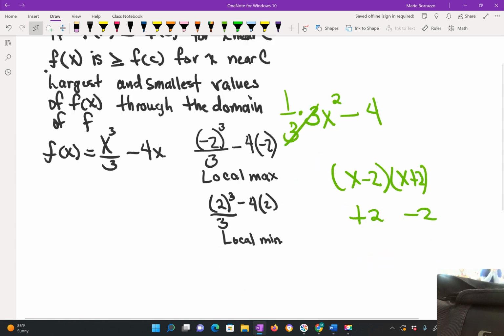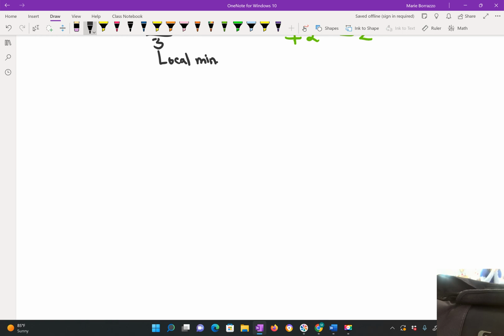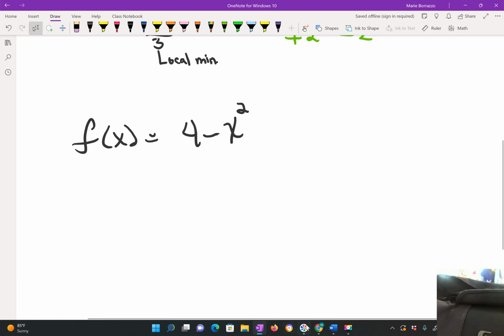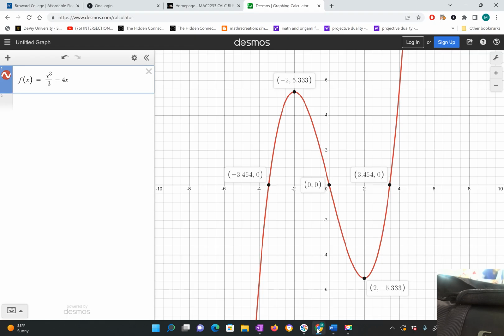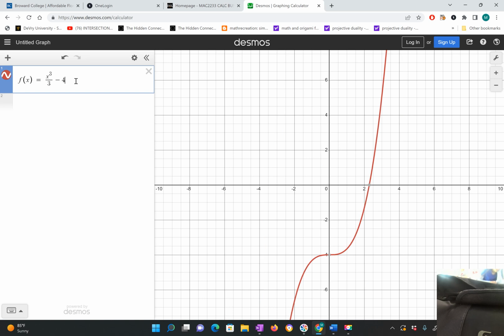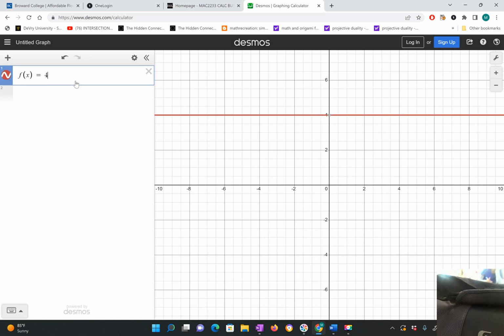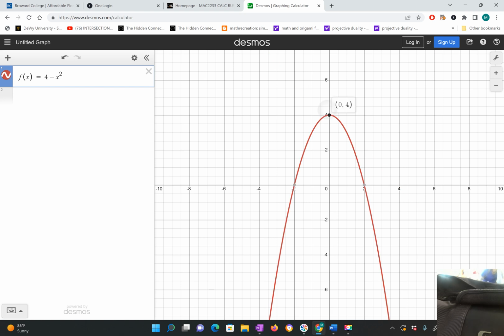You good? Yeah? Okay, the next example they do give us is if I have f of x is equal to 4 minus x to the second power. And so let's graph it. Let's also graph this one. So I'm going to take this down. So I have 4 minus x squared. What do you notice?